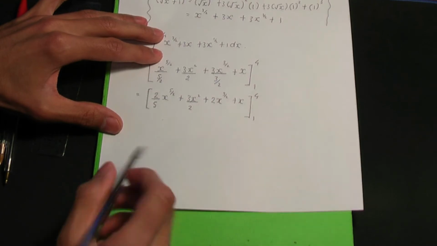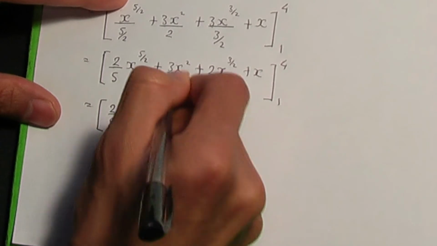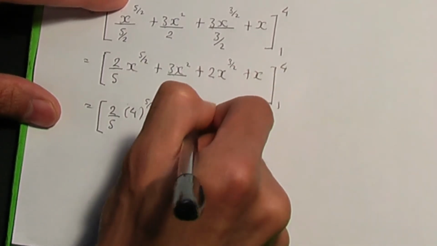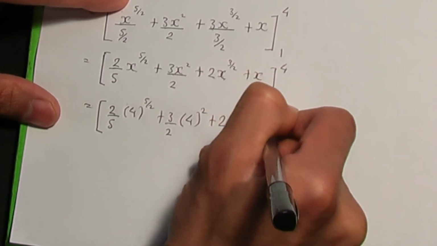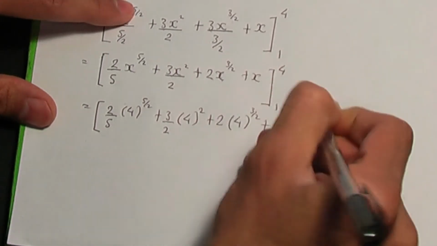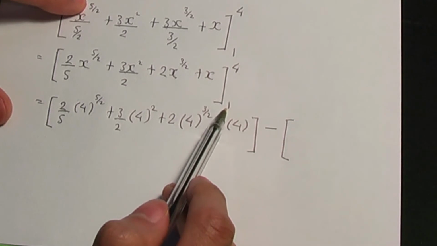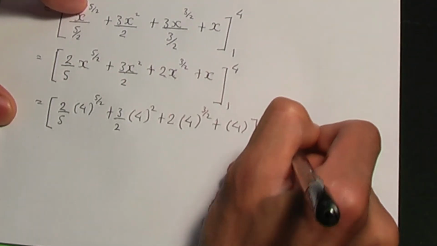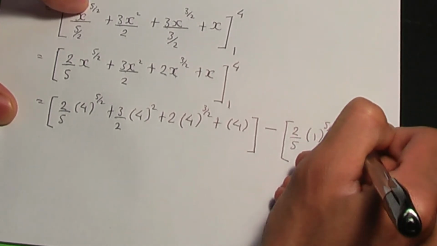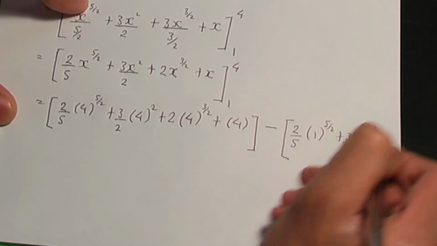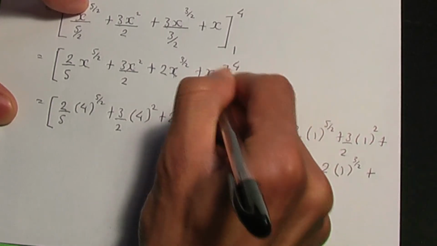If I replace x over here by the upper limit 4, I'm going to have 2 over 5 x replaced by 4 to the power 5 over 2 plus 3 over 2 x replaced by 4 to the power of 2 plus the 2 x over here replaced by 4 again to the power 3 over 2 plus x, which is 4. Let's close that square bracket. Minus in the middle. And now let's replace the x's over here by the lower limit being 1. So if I replace by 1, I'll have 2 over 5 x replaced by 1 now to the power 5 over 2 plus 3 over 2 x replaced by 1, so 1 squared, plus, and let me continue here, 2 into x replaced by 1, so 1 to the power 3 over 2 plus x, which is replaced by 1.